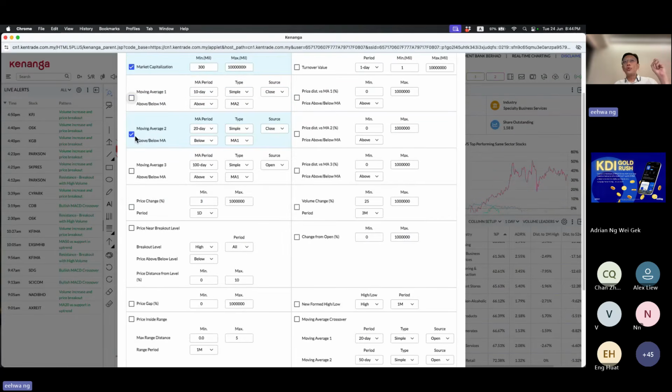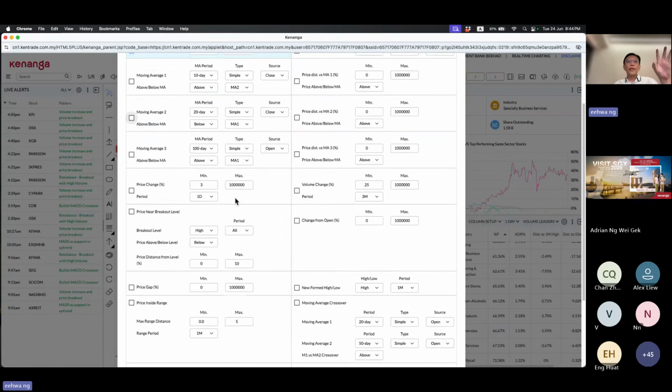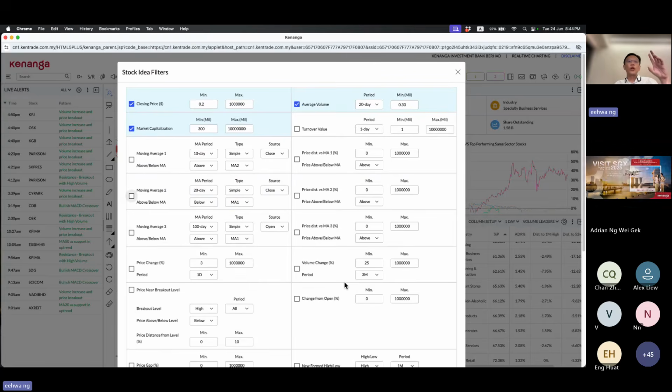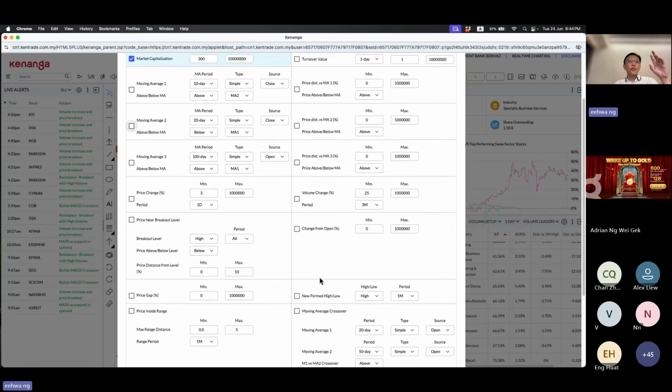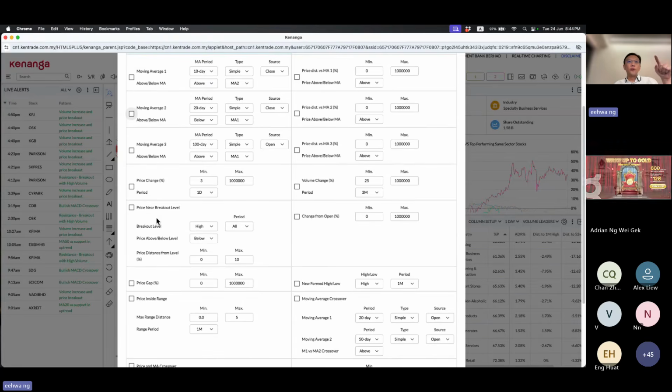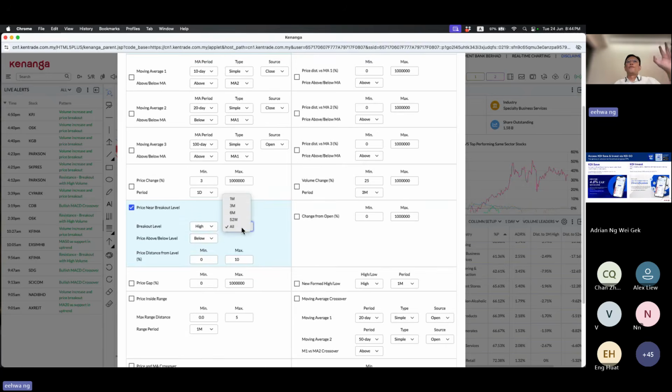This is one way to look for stocks. Now let's look at more ways. There are many ways to look for stocks over here. So let's take a look at the other way, which is the price near breakout level. Let's do this. Breakout level high. Okay, and which period? Is it 1 month, 3 months, 6 months, or 52-week high? We select all. Why?